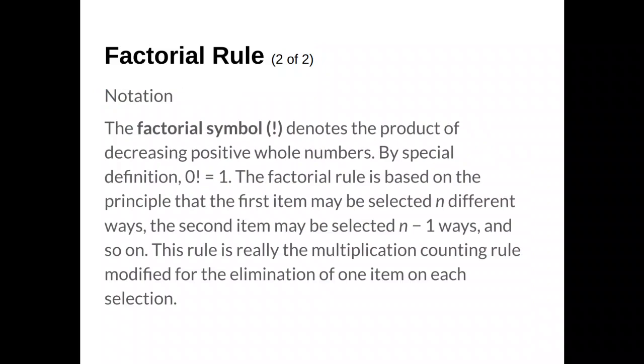And what does that factorial symbol do? Very simply put, it is taking a positive whole number and multiplying it by every positive whole number below it in a decreasing fashion. So say 4 factorial would be 4 times 3 times 2 times 1. And by a special definition, because we have to have this, otherwise a lot of things in mathematics and specifically probability fall apart, 0 factorial is 1. That's a nice, fun, and unique weird thing.